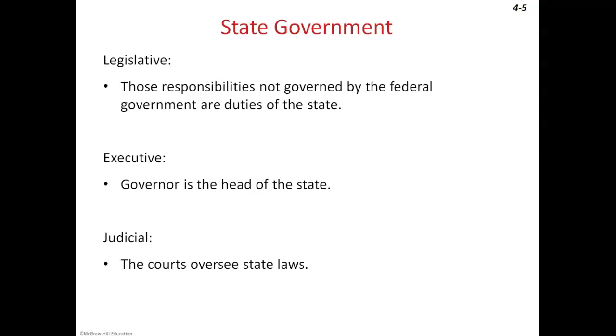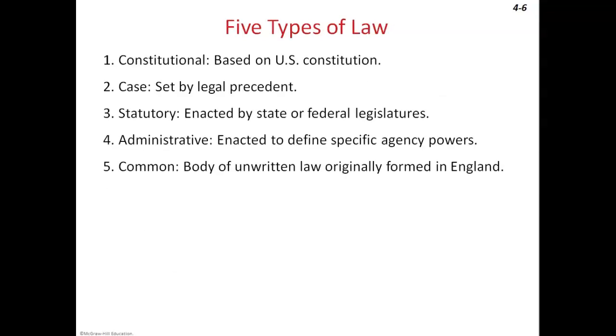The executive branch of state government is headed by the governor, and the judicial branch is the courts that oversee state laws, and the highest court in the state is also the Supreme Court, or the state Supreme Court. Both the federal and state courts deal with 5 types of law, the first of which is constitutional and is based on either the U.S. or state constitutions. Secondly is case law.